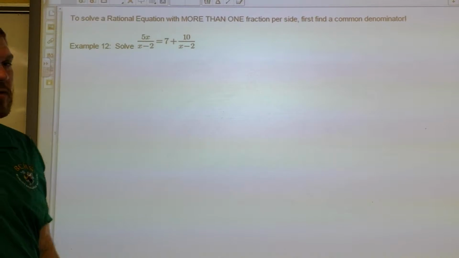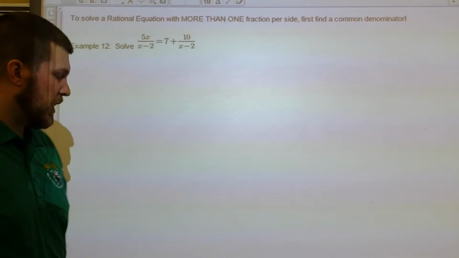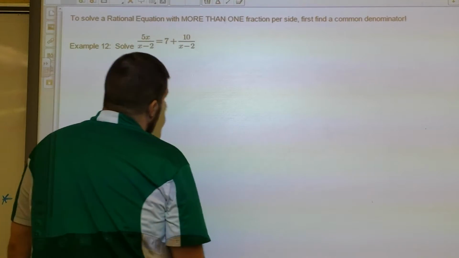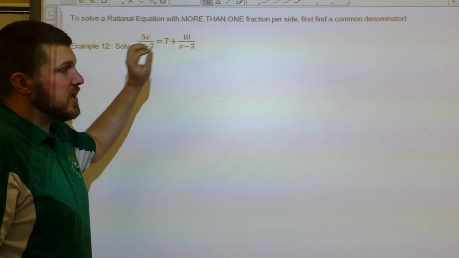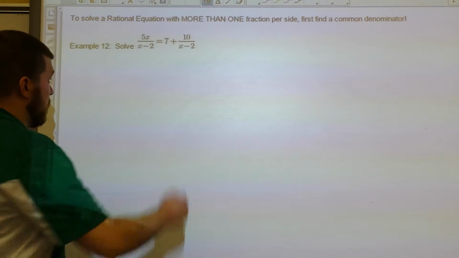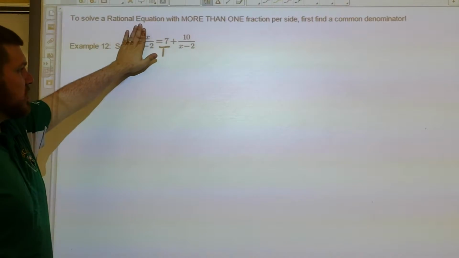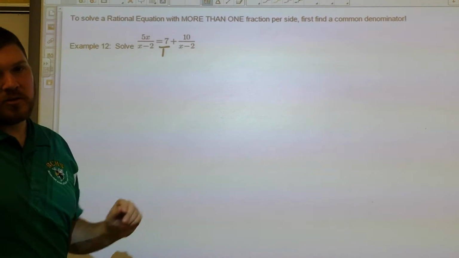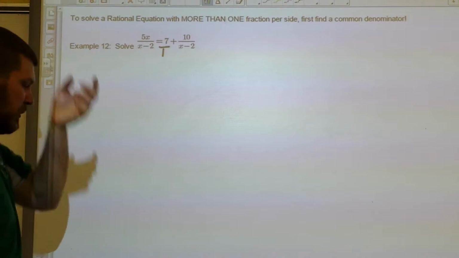Sometimes when you have rational equations, you're not going to have just one fraction per side. You might have multiple fractions per side like we do in this example. First off, anytime you see a regular whole number like this, it can always be written as a fraction by putting a 1 under it. So even though I have one fraction on the left, I have 2 fractions on the right. So before I can do anything, I must come up with what's called a common denominator.